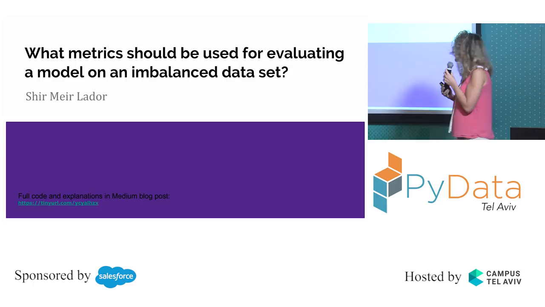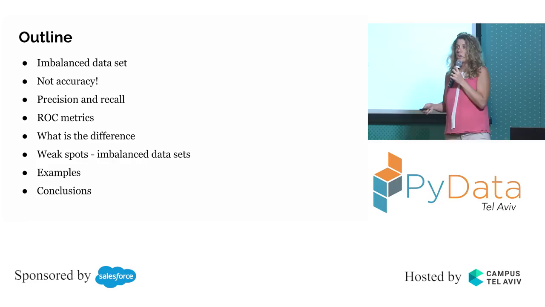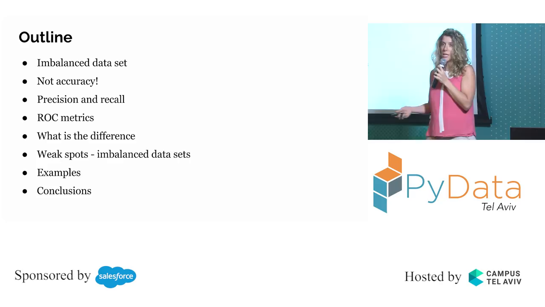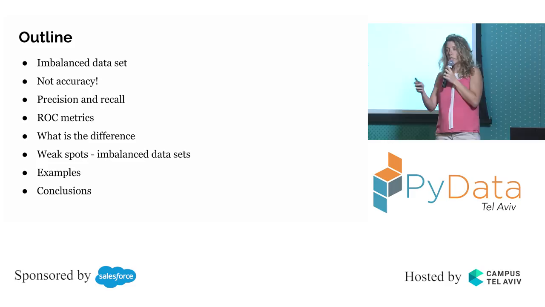Gut feeling. Okay. So we're going to talk today about what an imbalanced dataset is. Of course, most of you know that. Most of you probably know why you don't want to use accuracy for an imbalanced dataset. Now, if you do use other metrics which are better, like precision and recall and ROC metrics, which are better in which cases? Because sometimes precision and recall are not the best also for an imbalanced dataset, and sometimes the ROC metrics are not that good, and we will talk about the cases where you want to use which. We're going to see it in a few examples, and then we're going to conclude.